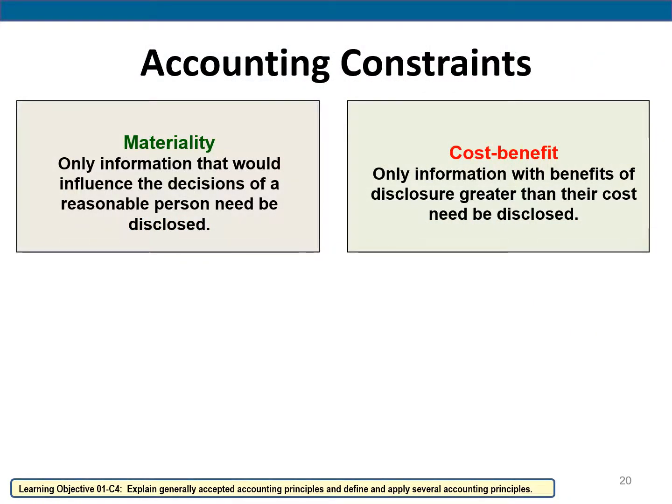Okay, so if our job as accountants is to provide information that's relevant, reliable, and comparable, that requirement is subject to two constraints. The first is this idea of materiality. So only information that will actually influence the decisions of a reasonable person is required to be disclosed. And then this idea of cost benefit. So only information with the benefits of disclosure that are determined to be greater than their cost need to be disclosed. So basically, both importance and relative size of the transactions are considered.